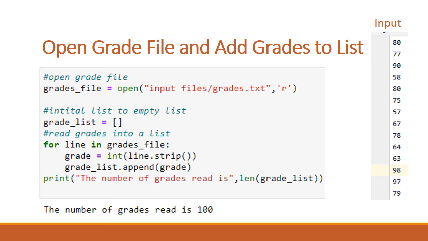We use a for loop to process each line in our grades file. So for each line in the file, we strip off the newline. We convert the line to an int and we assign that value to a variable grade. Then we append that grade to our grade list, and we do this for each line in our file. On the completion of the for loop, we have a list called grade list, and this grade list consists of a list of integers representing grades that were read in from the grades.txt file.